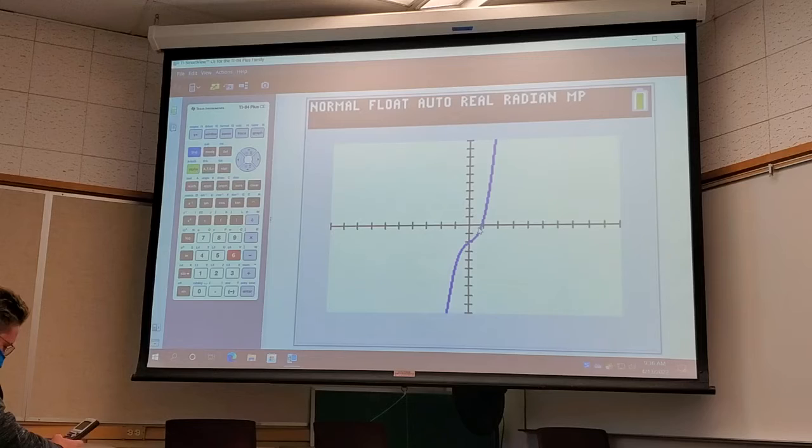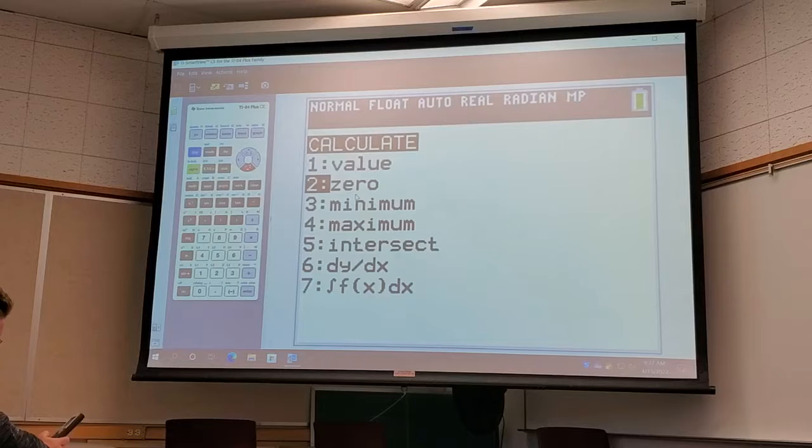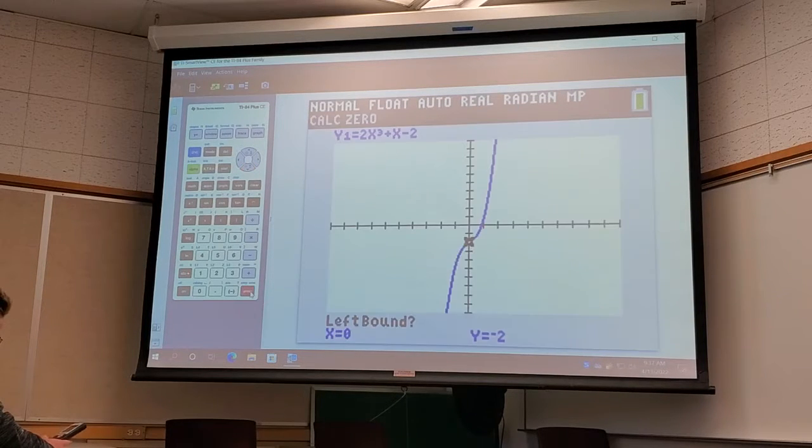Yeah. Just go to second trace. To get to calc, you want to calculate something. Click on number 2. I want to find a 0 of the function, right? And then here's what's interesting. Pretty sure we did something like this earlier this semester. What's the question it's asking right now? On the left side, it wants a left bound. It wants an area in which to search, to cut down its work.